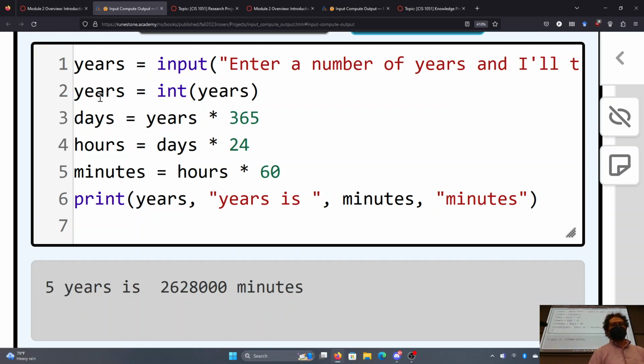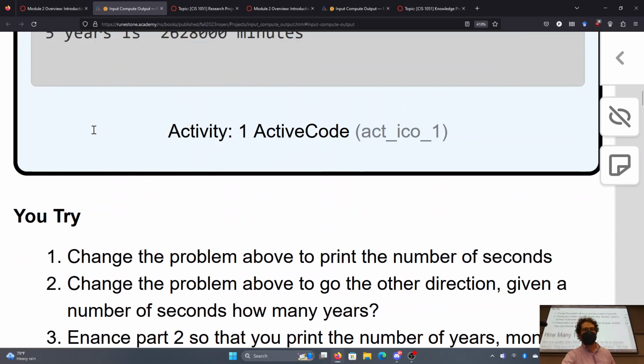So once we have the number of hours, we can convert from hours to minutes. Okay, hours times 60 gives us the number of minutes, and that's our answer. We can print it out very simply. Does this make sense to everybody? This is what we need to do step by step. But now you've seen it, it's kind of fairly straightforward.